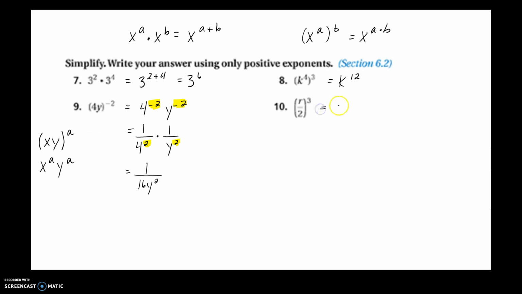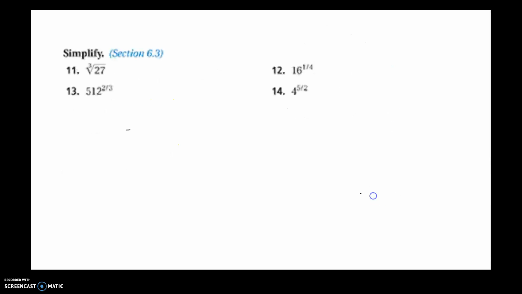And then for number 10, using that same rule of distributing the exponent, r cubed over 2 cubed. So my final answer would be r cubed over 8. Okay, now these, which you also did well with.